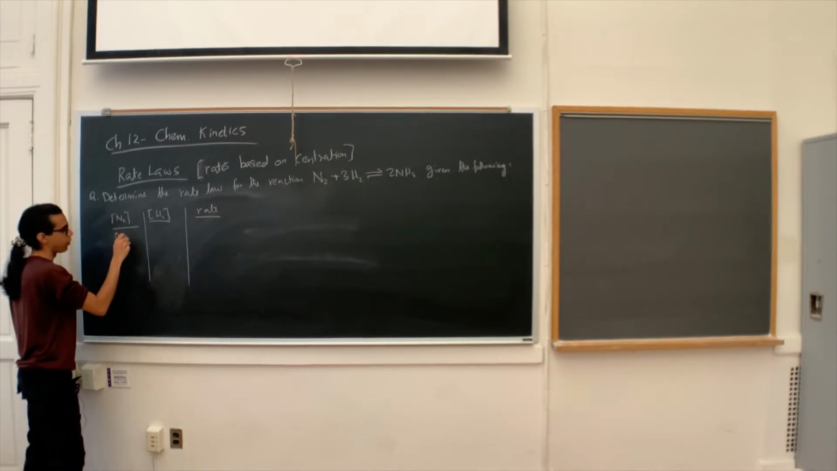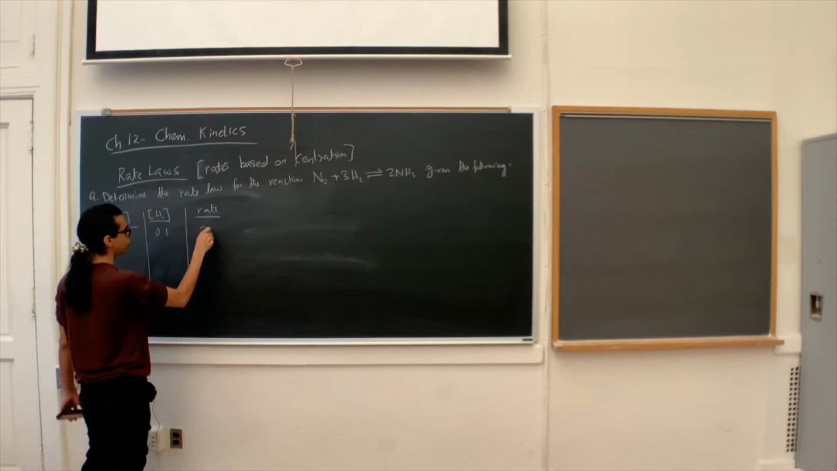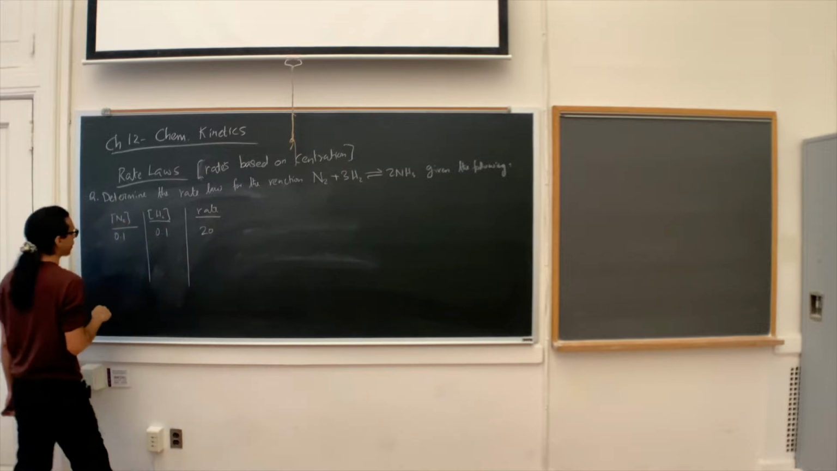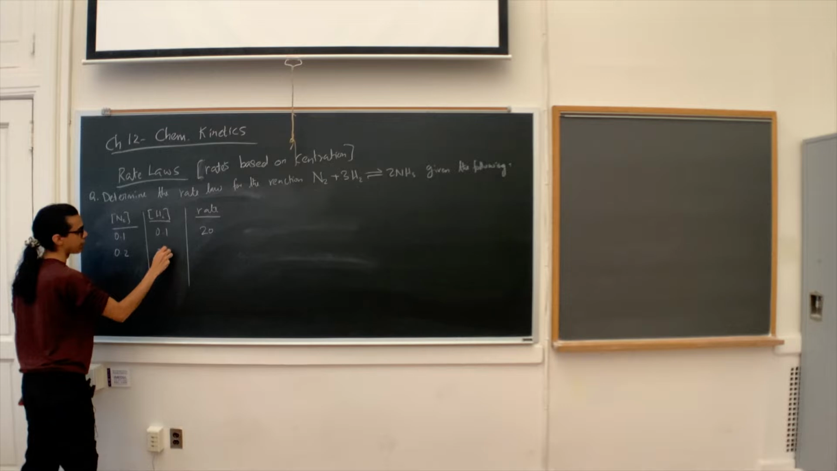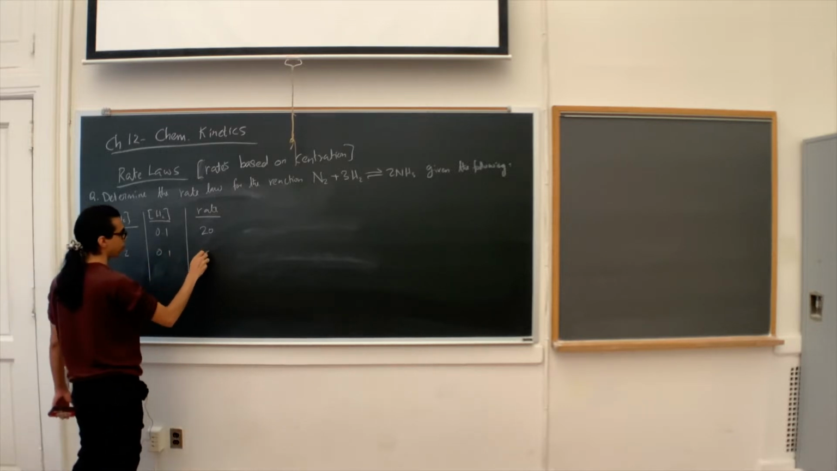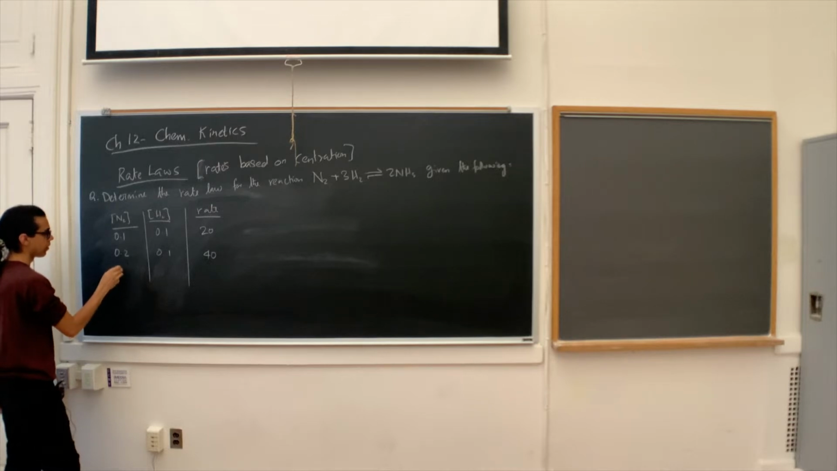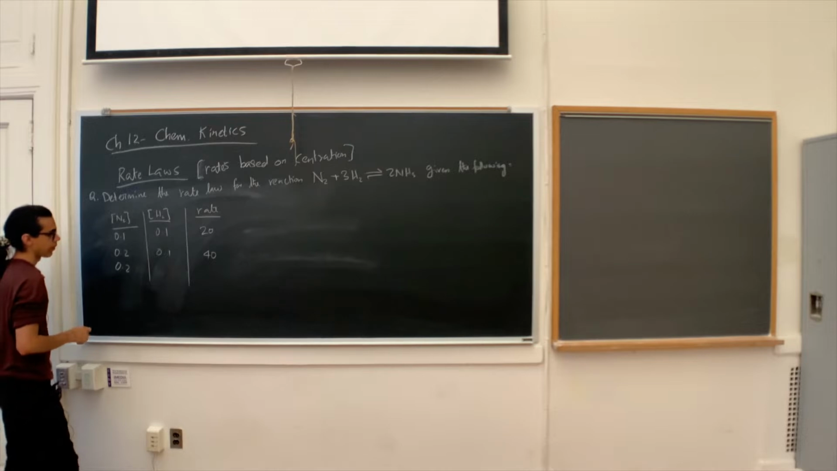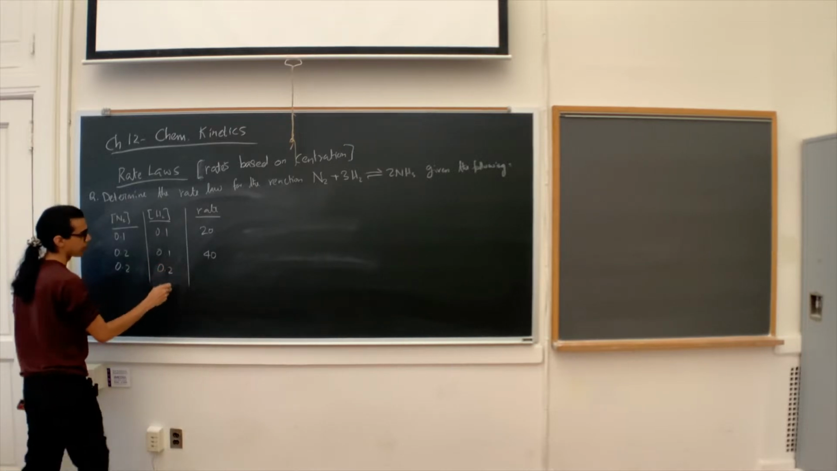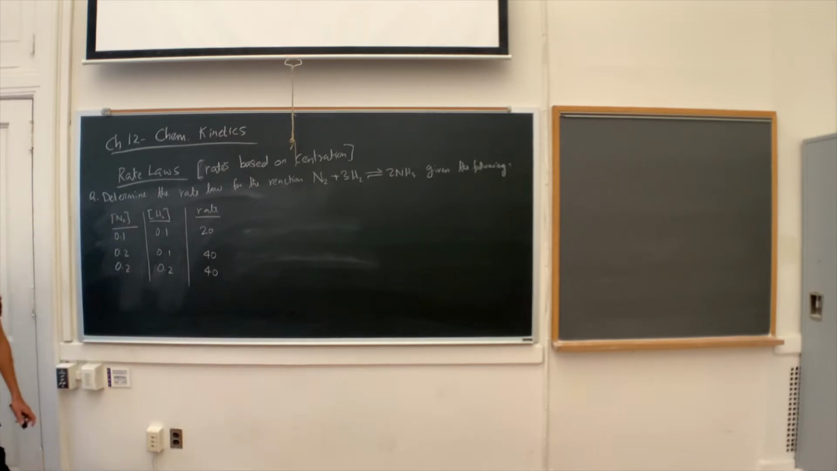Say when this is 0.1 and this is 0.1, you get a rate of 20. Say when this is 0.2 and this is 0.1, you get a rate of 40. And lastly, if this is 0.2 and this is 0.2, you still get a rate of 40.